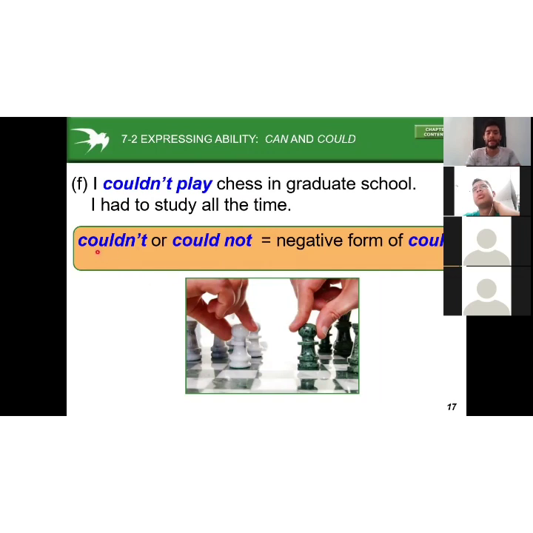Again, this is the natural version, the normal version, and this is the emphatic version, in case you want to sound emphatic when you use either of these two, could not or couldn't, in any of these sentences referring to ability.